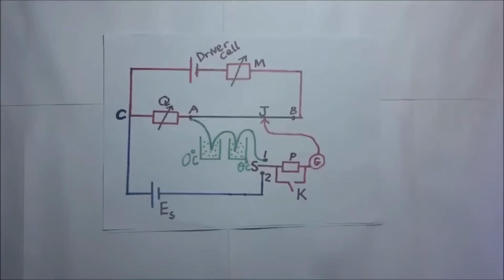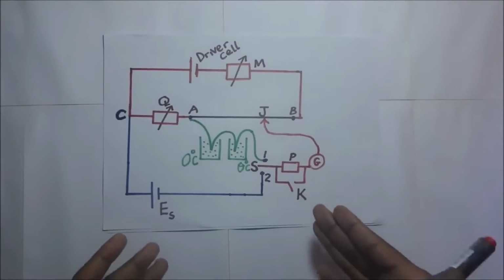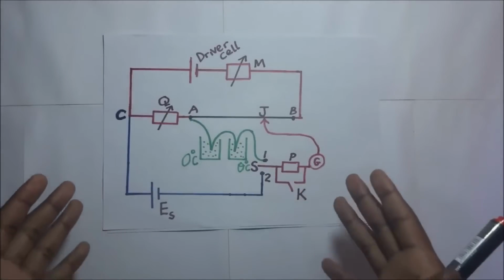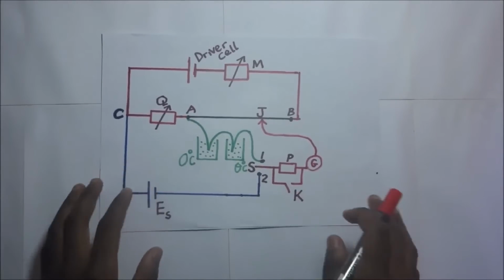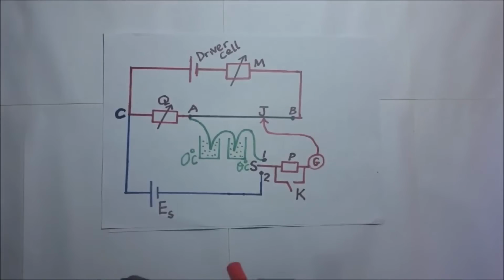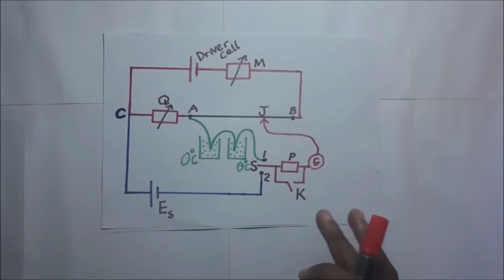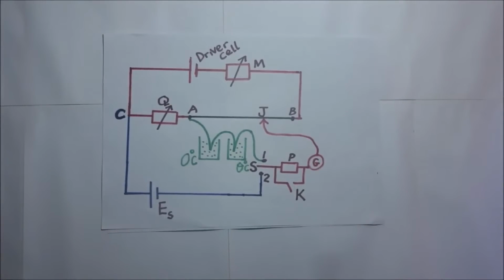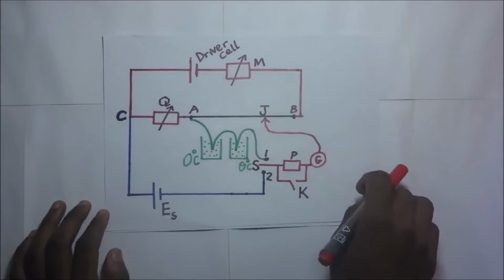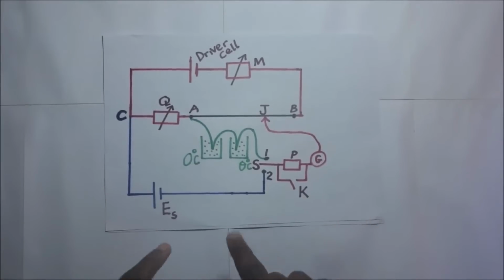Now, the small EMFs, sometimes referred to as thermometric EMFs, are always of the order 10 to the power negative 3 or 10 to the power negative 4 volts. They are always very small. Now we're going to discuss how we find these small EMFs using a potentiometer.